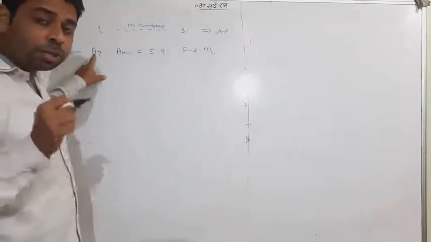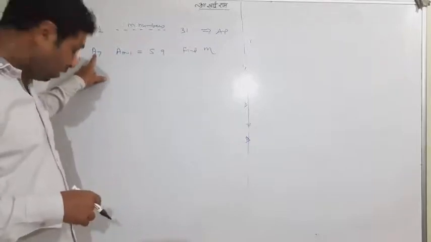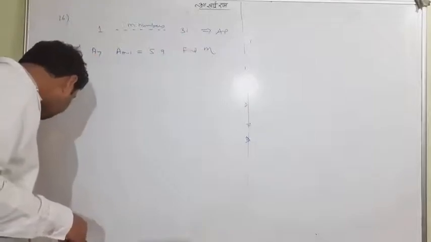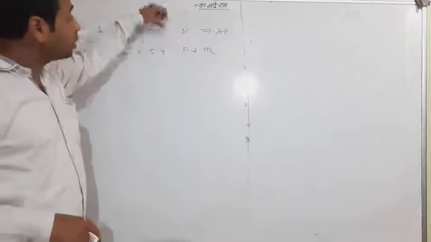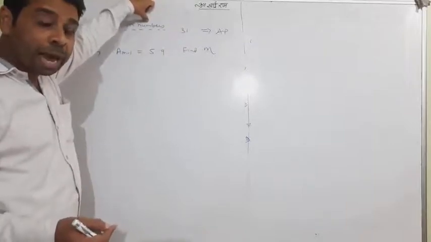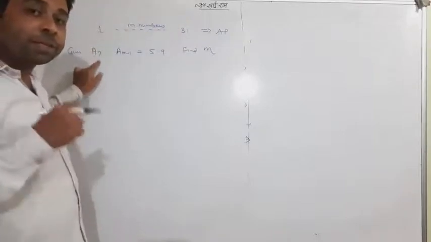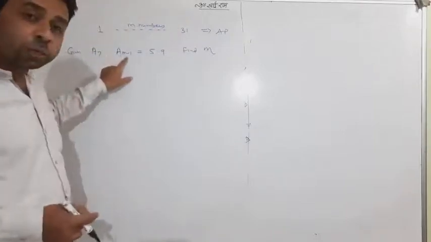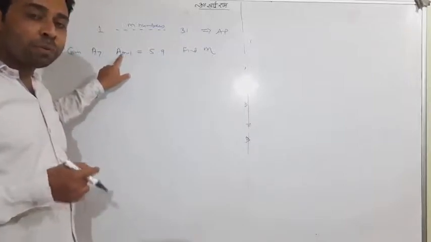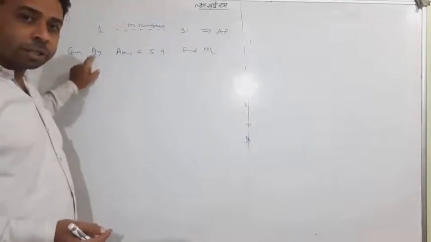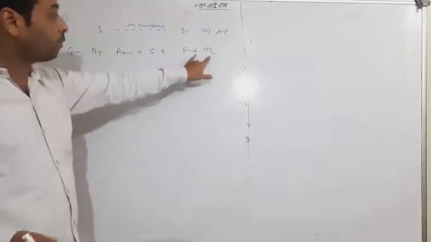A7. What is the meaning of A7? The 7th mean term. According to the question, it is the 7th and (m minus 1)th number, because m numbers are there between 1 and 31. So these numbers are actually mean terms, m mean terms lying between 1 and 31. A7 means the 7th mean term, and the (m minus 1)th number means the (m minus 1)th mean term. So we'll write A(m minus 1) and A7. The ratio between these two is 5:9, and we will find the value of m.